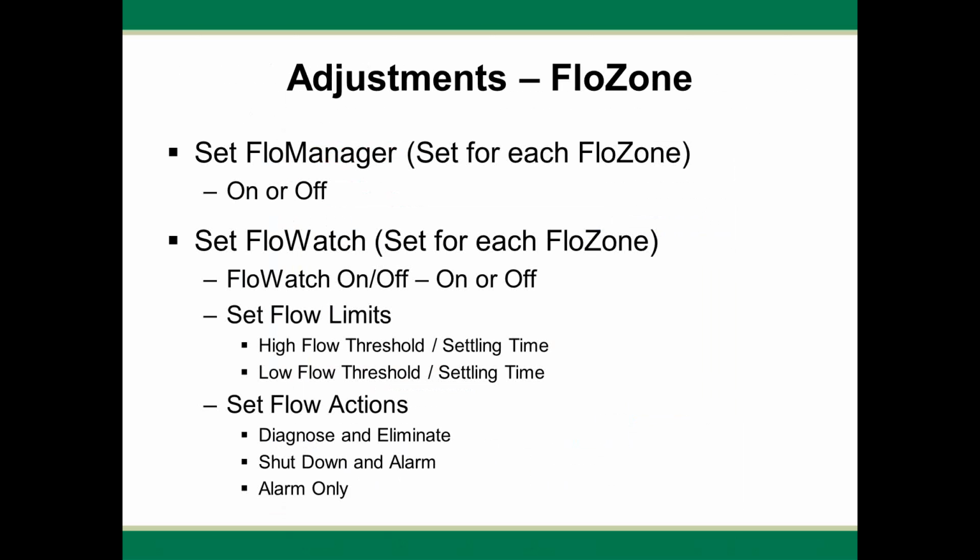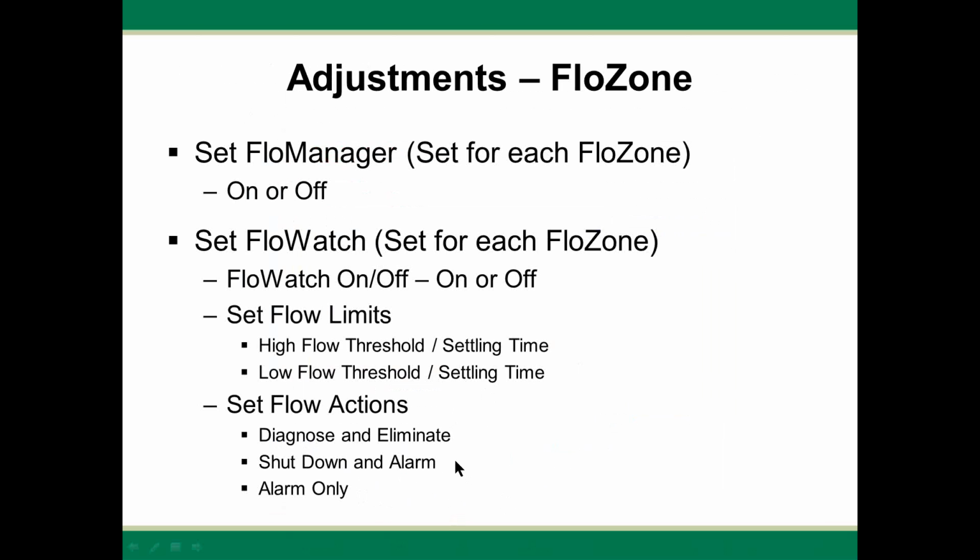We have built in with this controller 3 different options within Flow Watch of what we want the controller to do. So when we see a high flow threshold, we have the option to alarm only, which is simply just going to give us an alarm. If we're connected to our IQ Central Controls, that controller would notify us either via text message or email and let us know that there's an issue. But the controller would continue on with the program and continue irrigating.